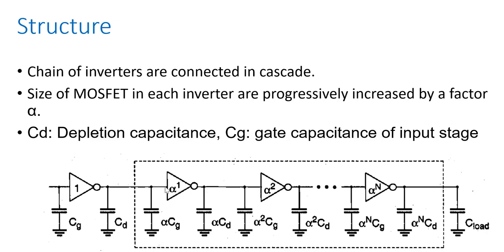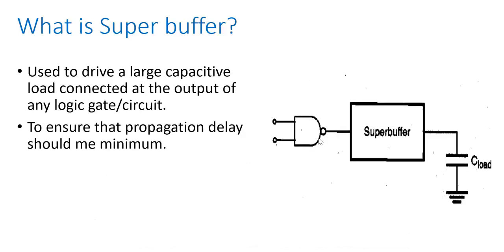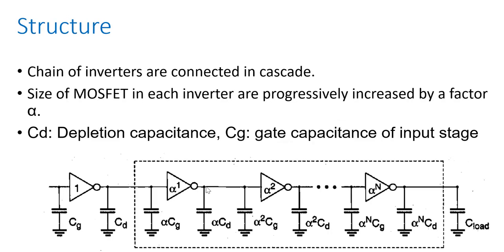But if you directly increase the value of W, as I mentioned here, without connecting a super buffer, a large parasitic load capacitance will come due to the higher value of W. So instead of taking a direct higher value of W, use a super buffer and gradually increase W in each stage. So it is alpha, alpha square, alpha cube, alpha to the power n.